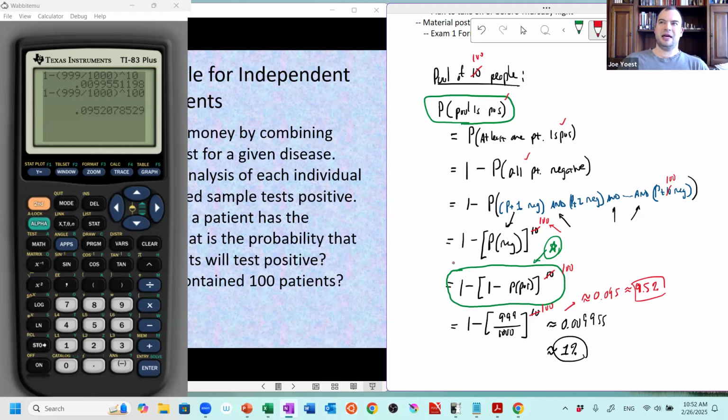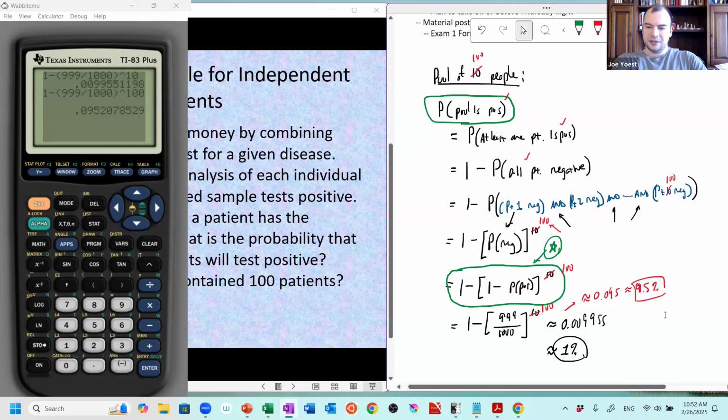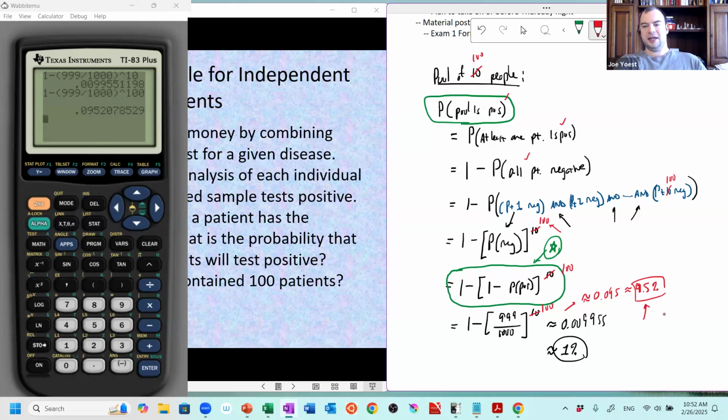So I didn't really save all that much. I still have about 110 tests that I have to perform. I get a little bit of an advantage from this being 9.5% instead of actually 10%, but that's not too huge of an advantage. So a couple things to think about here. A couple little notes.